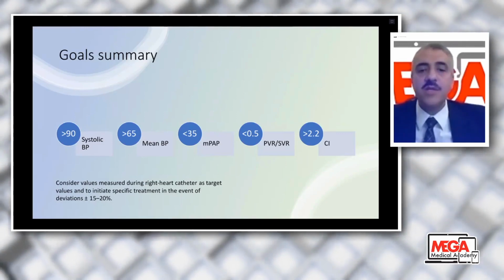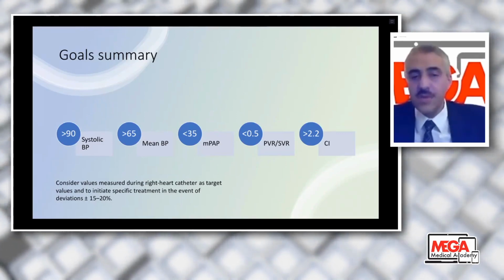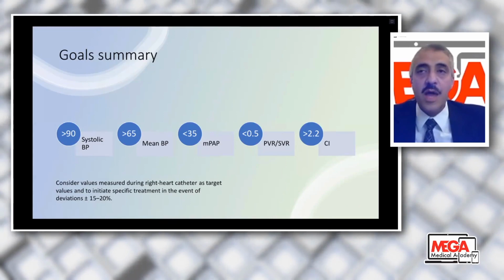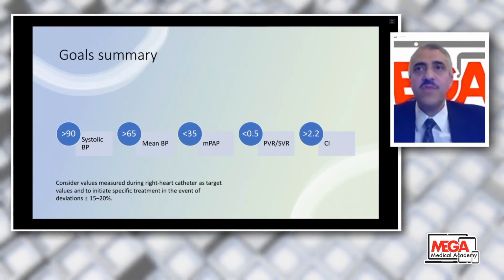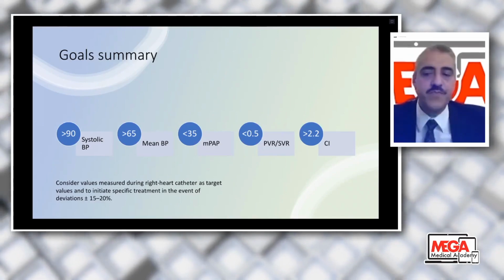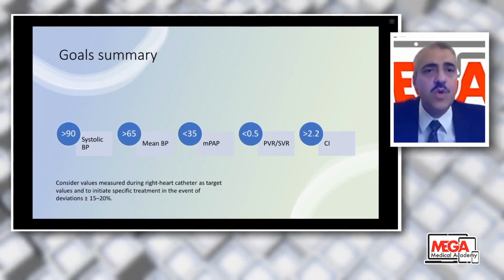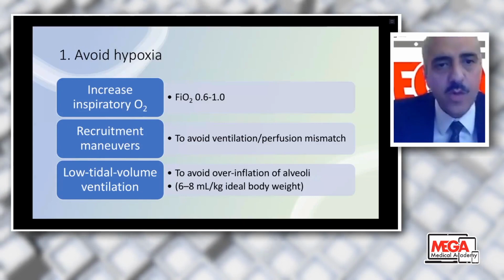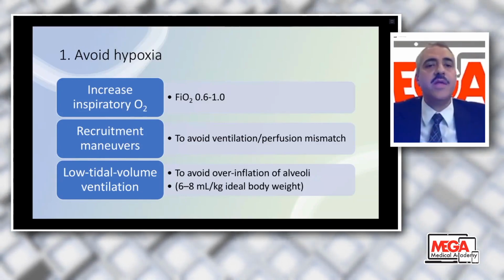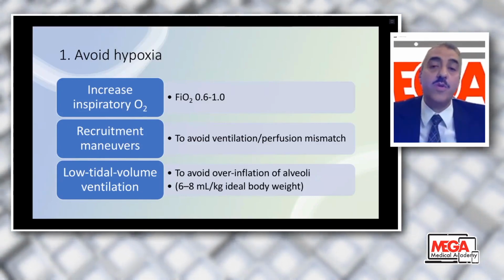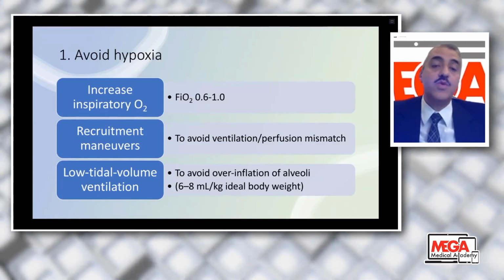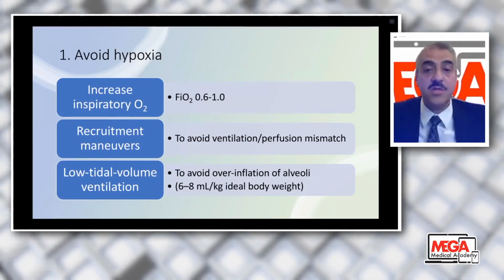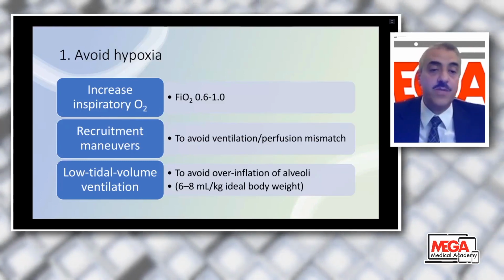Or we can use the results of the right heart catheterization as target values and start the intervention when there is a deviation in these values of between 15 and 20%. So we need now to avoid hypoxia. How can we avoid hypoxia? You all know this. We can increase the inspiratory oxygen, FiO2, between 0.6 and 1. We can do some maneuvers to recruit the lungs to avoid ventilation perfusion mismatch.